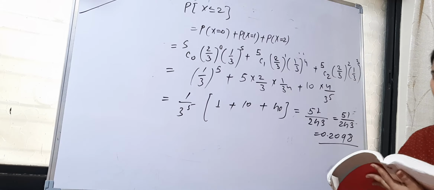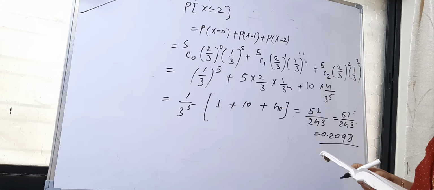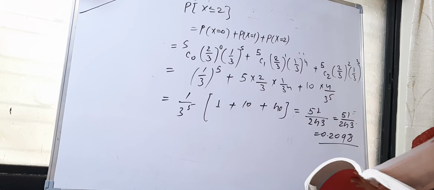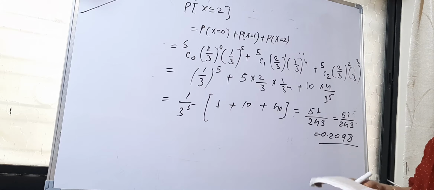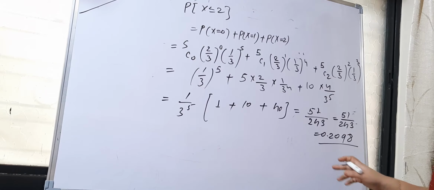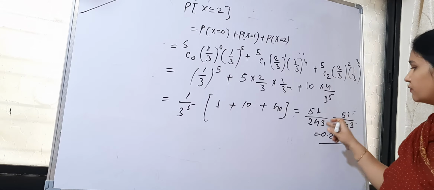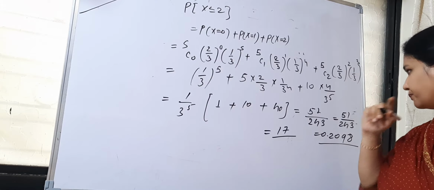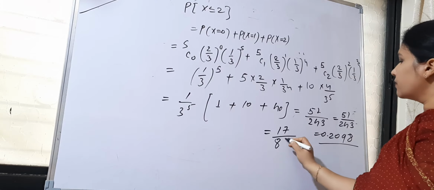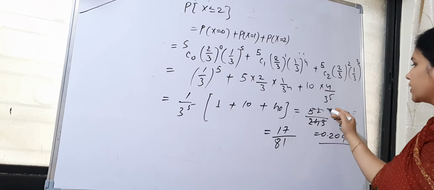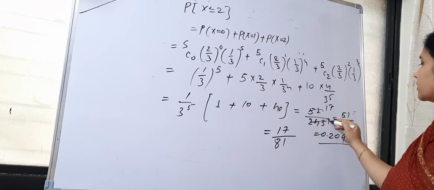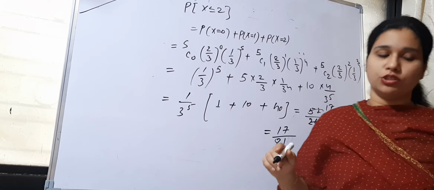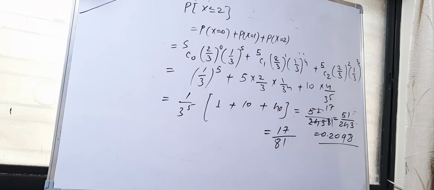Our options are, which option is right for question number 2? It is B, 17 by 81. So can we write this like 17? Yes, if we use the table of 3, it will be 17 times 3 and this will be 81 times. By using 3 we can cancel this 51 and 243, right? So this is the answer of question number 2. Now we move to the next question.